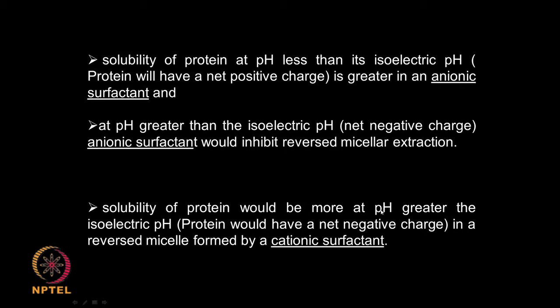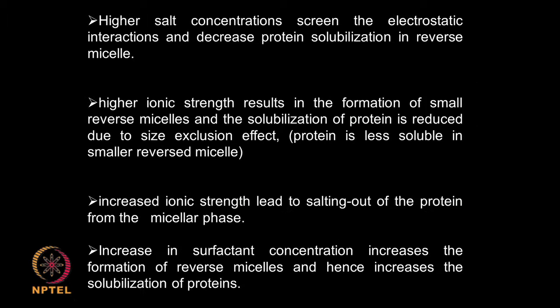Solubility of protein would be more at pH greater than the isoelectric pH. If it is greater than the isoelectric pH, the protein will have a net negative charge, so it is good to have a cationic surfactant. Depending upon whether I am operating below or above the isoelectric pH: if below, it is good to have an anionic surfactant; if above, it is better to use a cationic surfactant. So the pH effect is seen here.